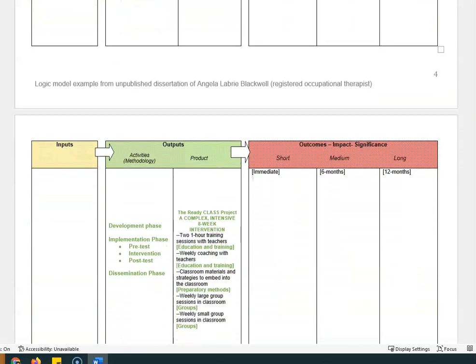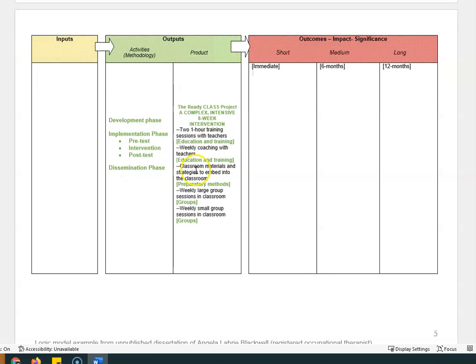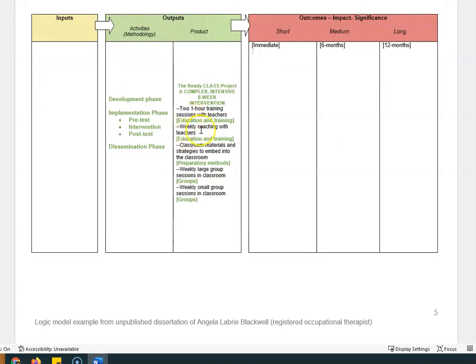Okay, let's talk a little bit about the product, which was the final deliverable from this whole project: the Ready Class project, this complex, intensive 8-week intervention. It involved two one-hour training sessions with the teachers. When we think about OT approaches, we think of education and training. I also met with the teachers weekly to coach them, talking about week by week what we are doing. We're planning together, reflecting on the previous week and planning the next week. This is also education and training.